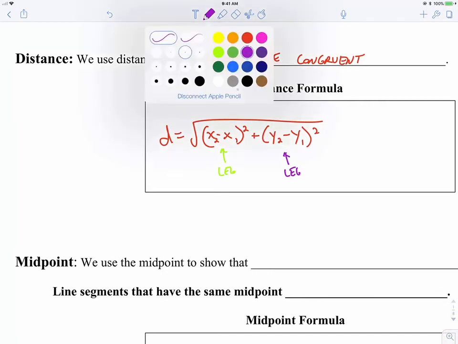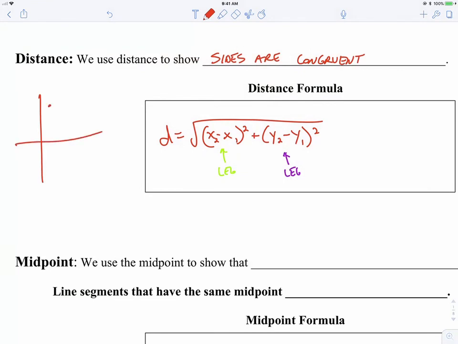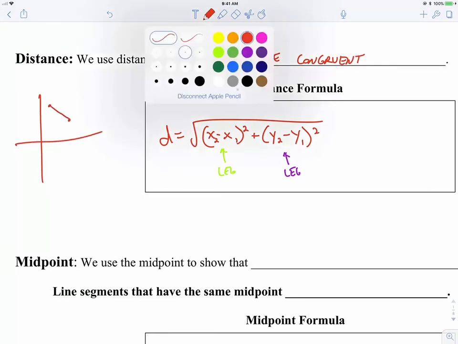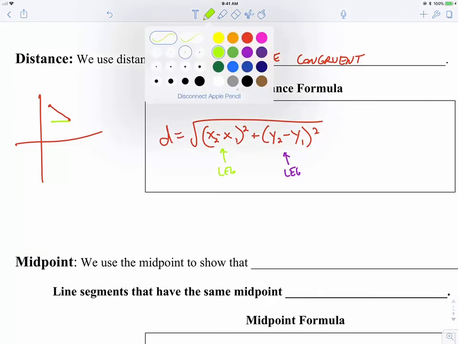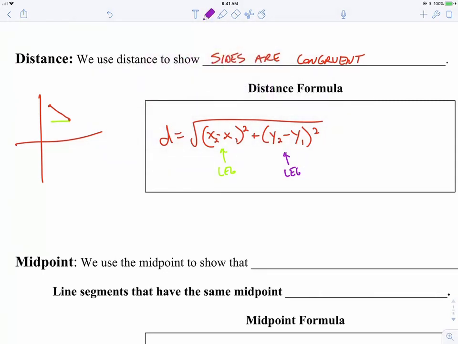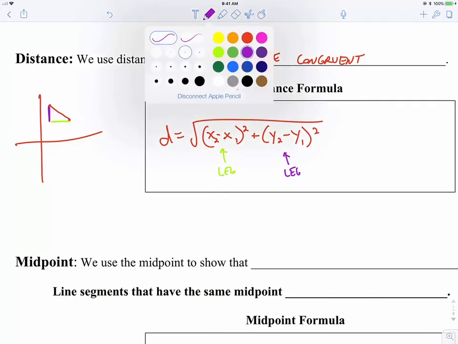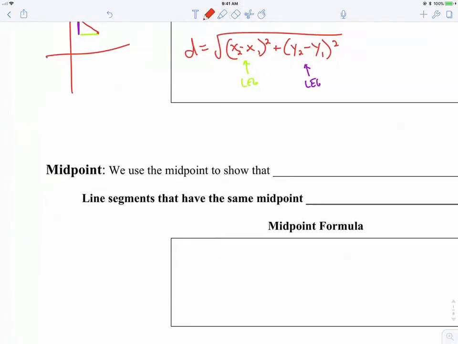So if I wanted to find the distance between these 2 points, I would really turn it into a right triangle. When I subtract the x's, I get this leg here because it runs in the x direction. And when I subtract the y coordinates of those points, I'll get that leg there because that's going in the y direction. And then I'm basically just doing Pythagorean theorem. Just a quick refresher on that.